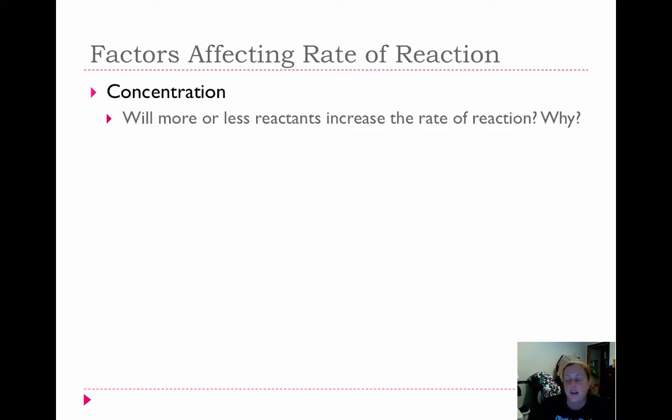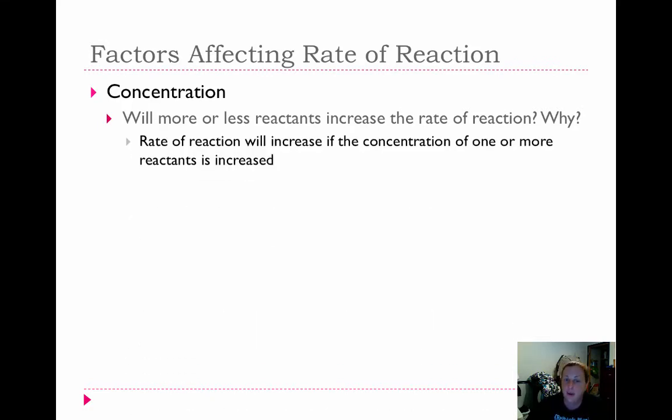So, concentration. We talk about molarity and concentration. Will more or fewer reactants increase the rate of a reaction, and why? If you have higher concentration levels, will that increase the chance of reactions occurring or decrease it? You will increase your rate of reaction if you increase the concentration of one or more of those reactants.